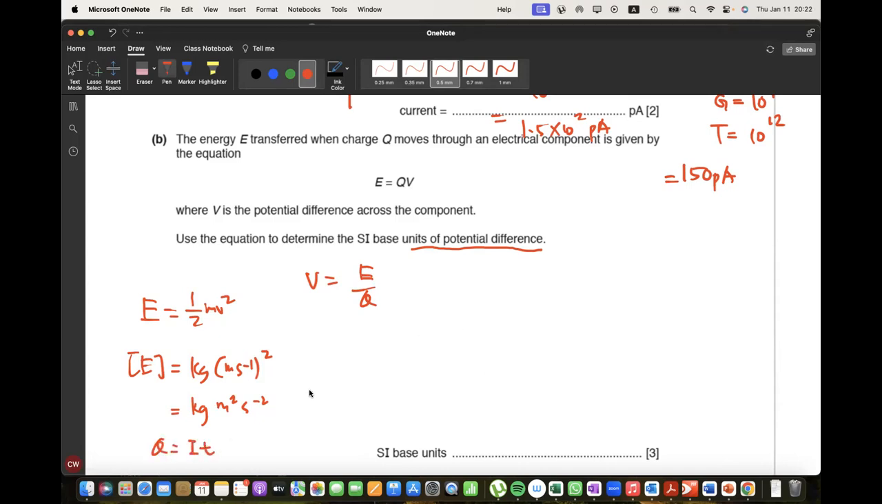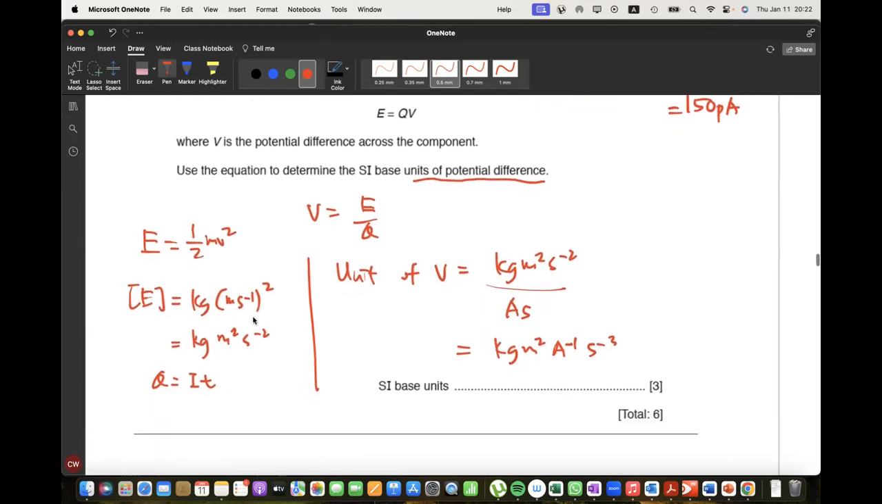IT. So when you change, the unit of V is the unit of E, which is this one, divided by the unit for this, ampere times second, ampere second. So it's going to be kg m2 A minus 1 s minus 3. Okay now, you know how to see the unit?